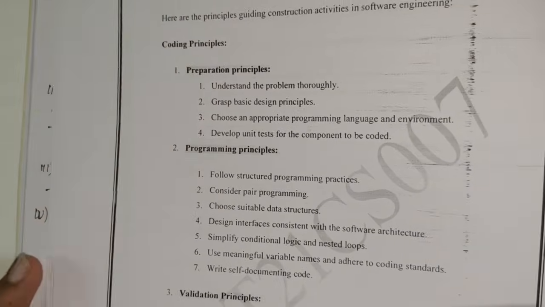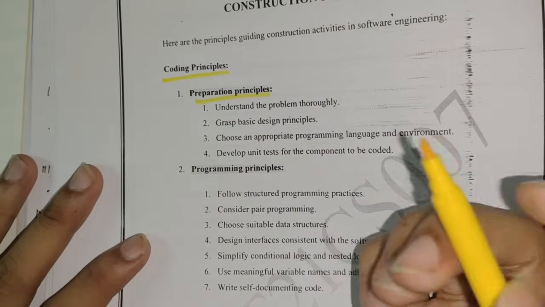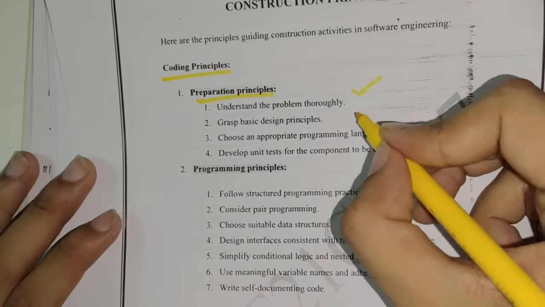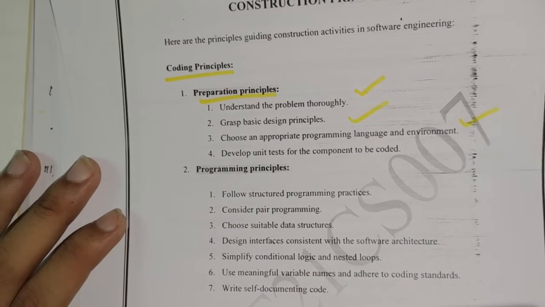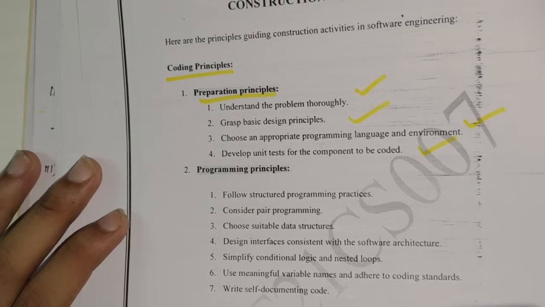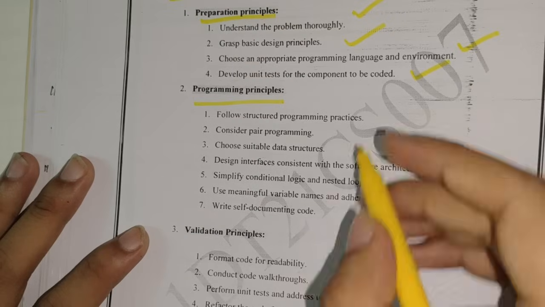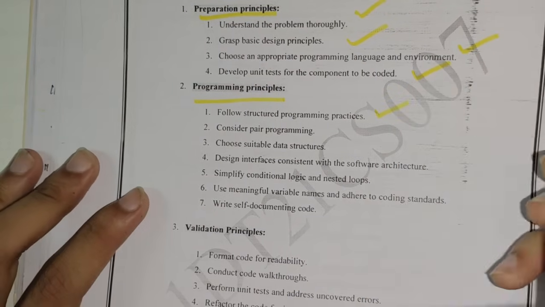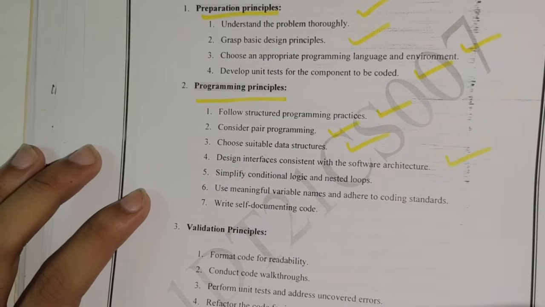Next, moving on to the next topic, that is construction principles. In construction principles, we'll look into the coding principles. In coding principles, we have preparation principles, that is understand the problem thoroughly, grasp the basic design principles, choose a proper programming language and environment. Then we develop unit tests for components to be coded. Then we have programming principles. In programming principles, we follow structured programming practices. We consider pair programming, we choose suitable data structures, design interfaces, and then the logic and the loops should be simplified.